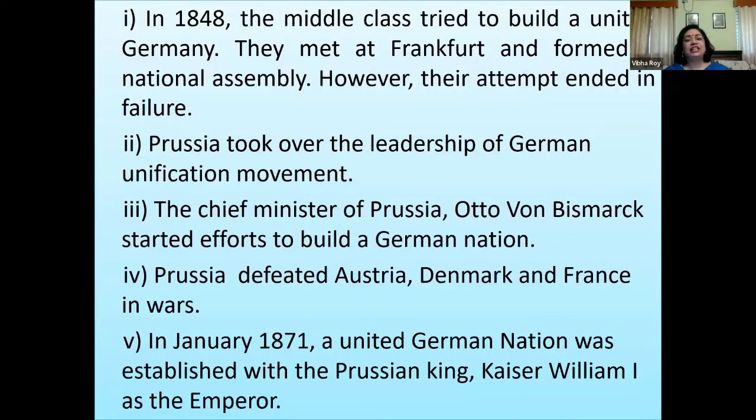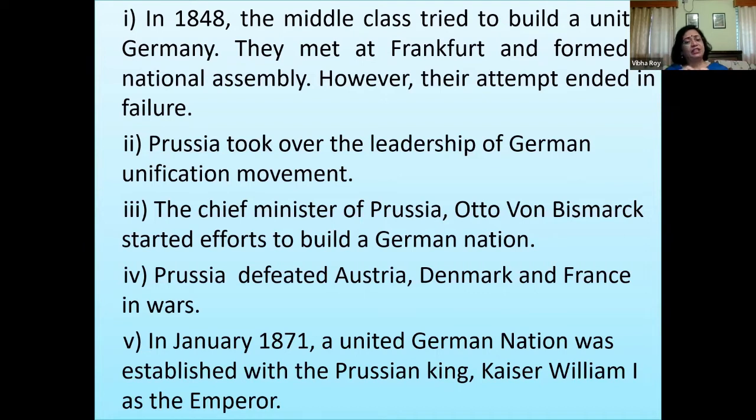In 1848, the middle class tried to build a united Germany. Now we will see slowly the countries being formed, France, Germany, Italy. So they met at Frankfurt and formed a national assembly. However, this attempt ended in failure. Prussia took over the leadership of the German unification movement.